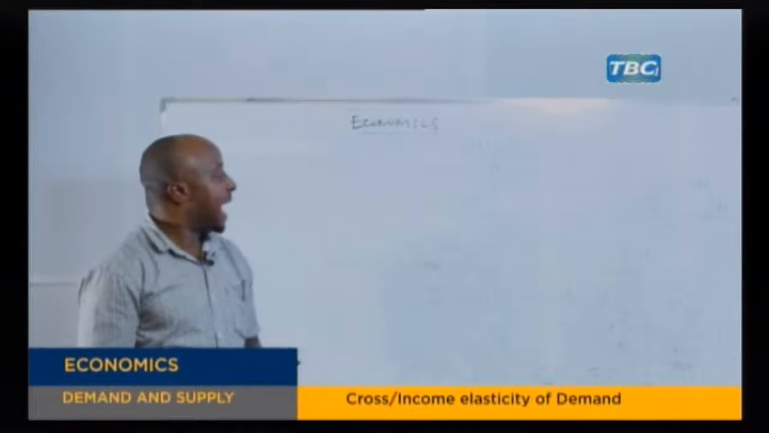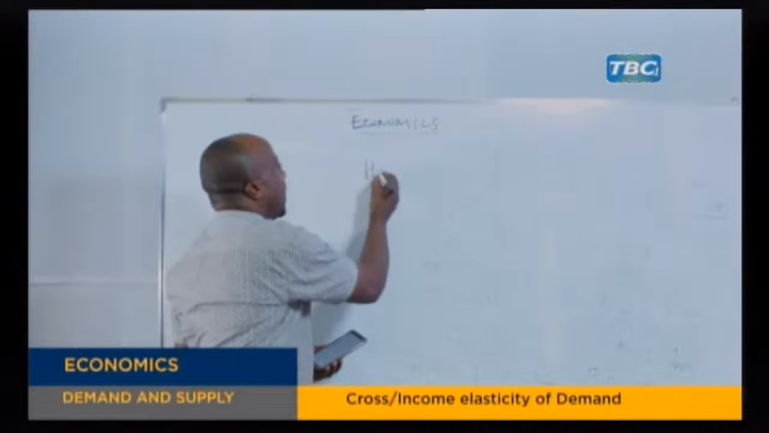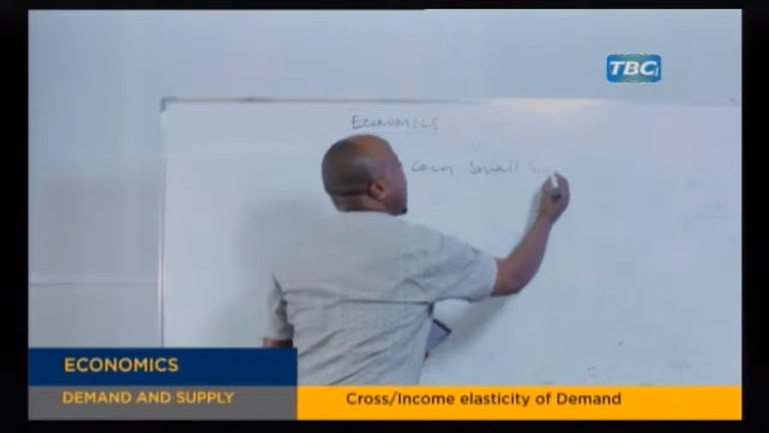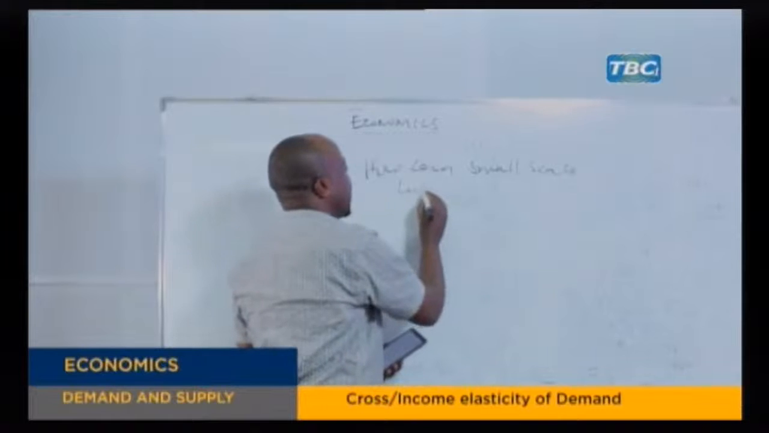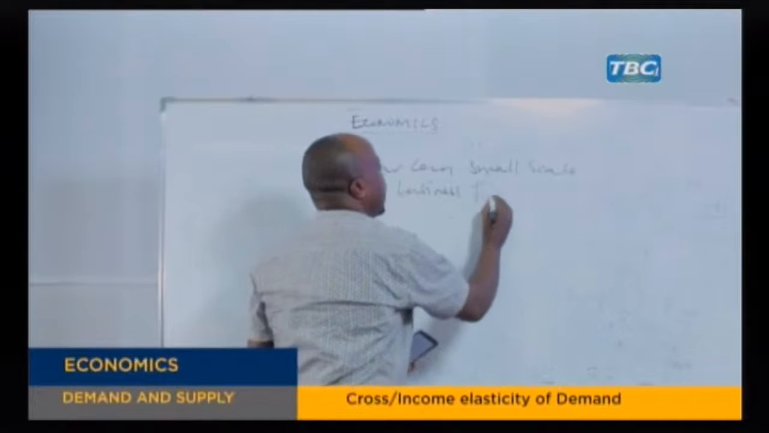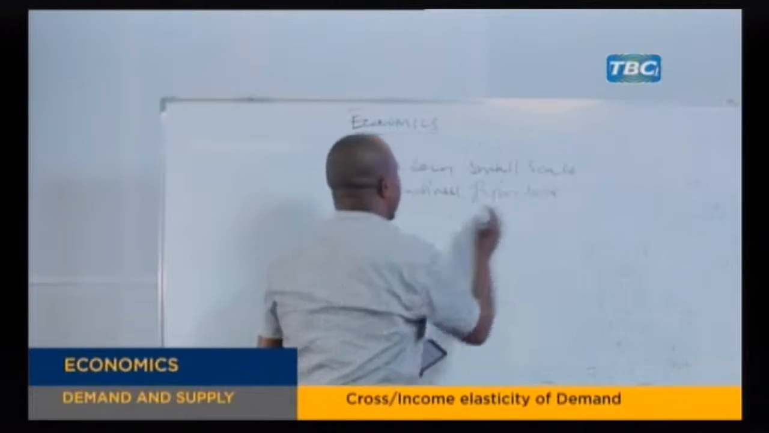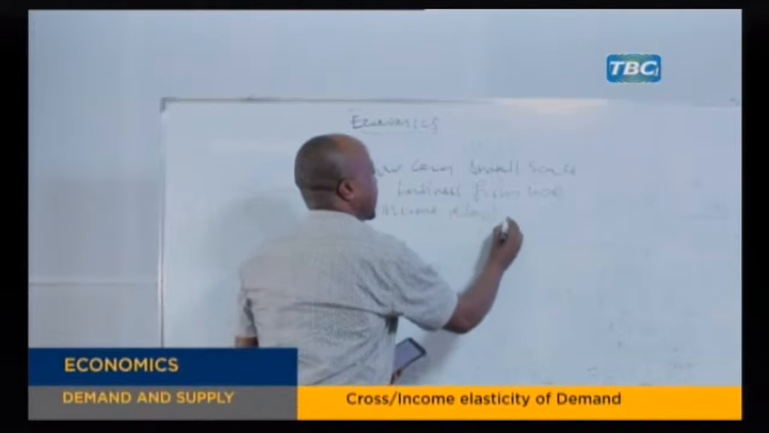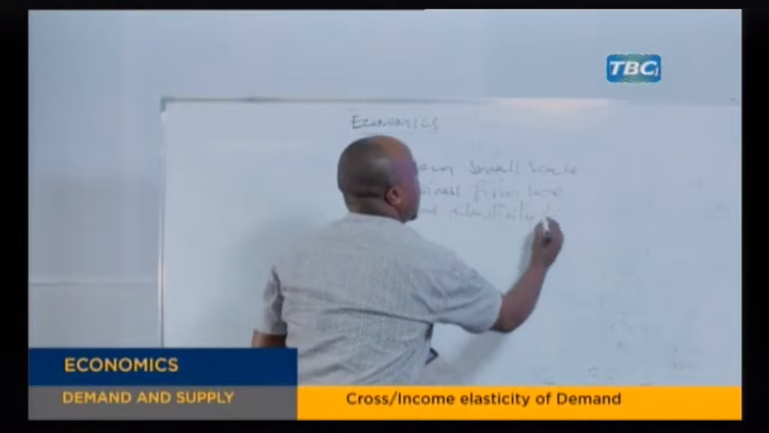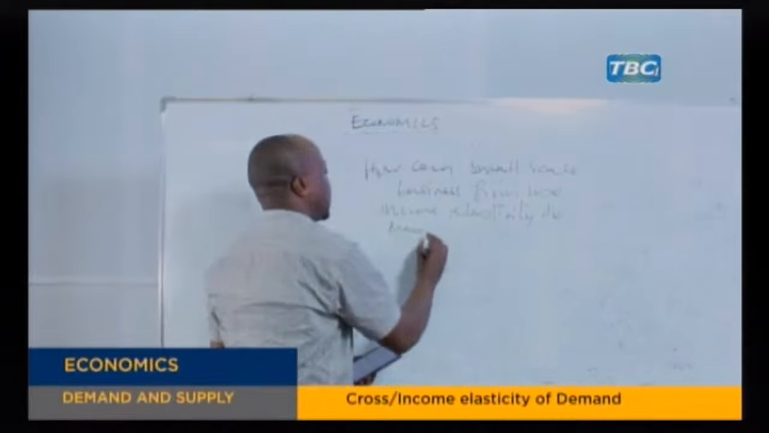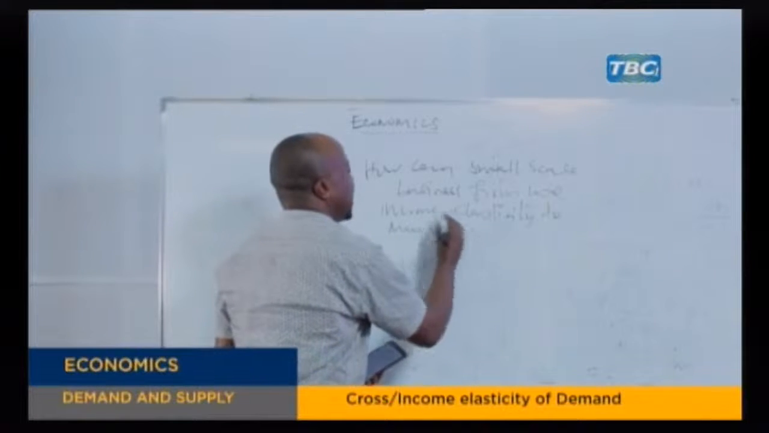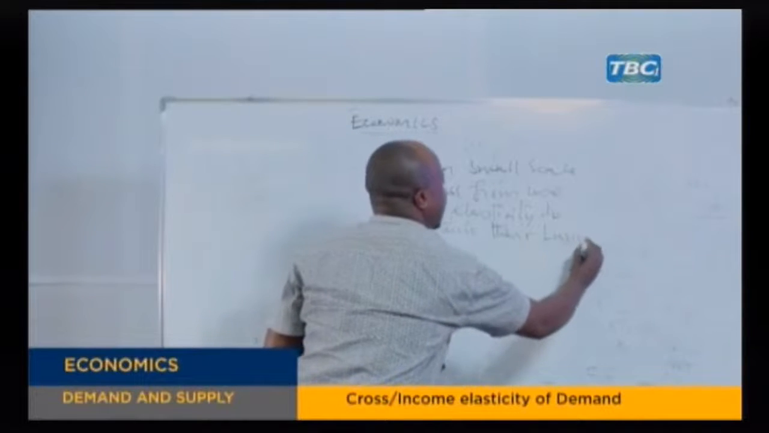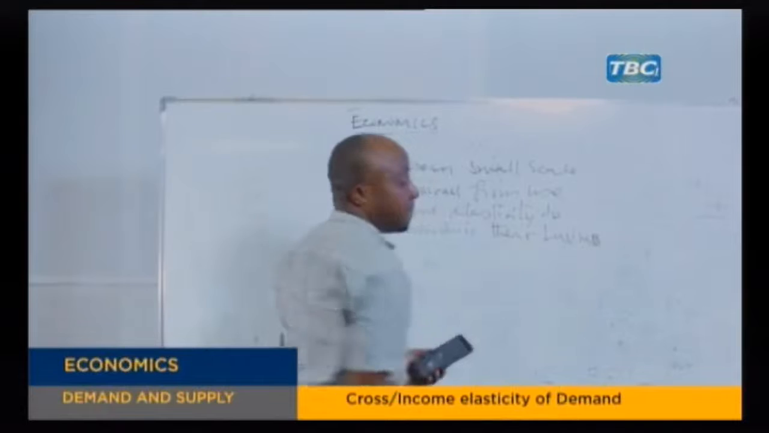He is asking, how can a small scale business firm use income elasticity to maintain their business? That is the question from Goodluck from Moshi.